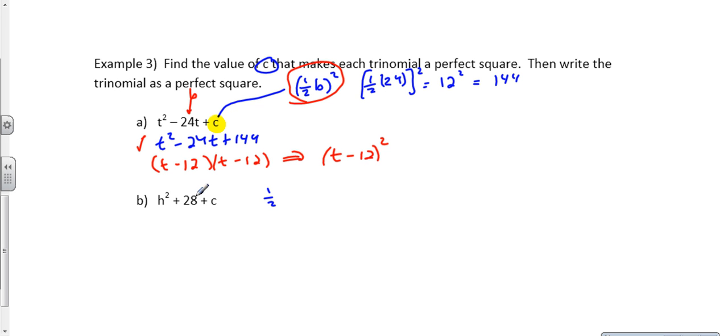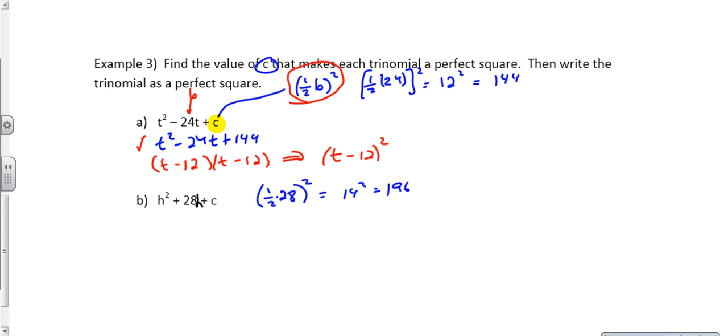1/2. Okay, now I think there should be an h here. I want to write that in. I think this is a typo. Okay, so 1/2 of 28 squared. So 1/2 of 28 is 14. If we square that, we get 196.